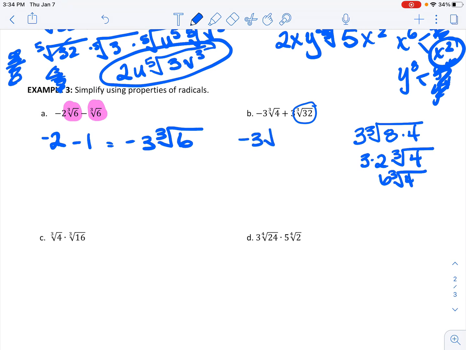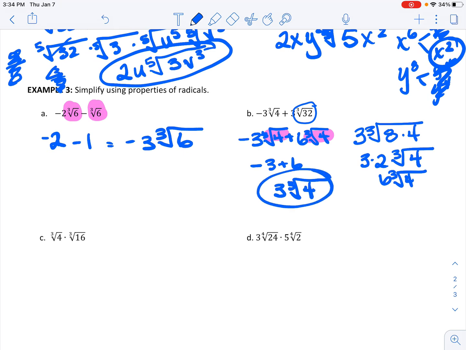So we have -3 cube root of 4 plus 6 cube root of 4. Now I can see that my bases are the same. And so now I just have -3 plus 6 is a +3, so it's 3 cube root of 4.